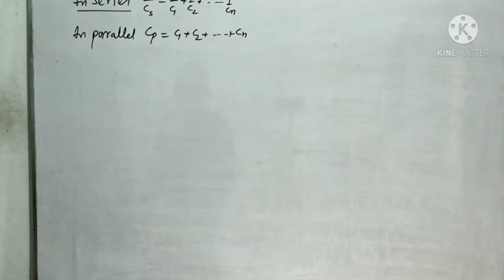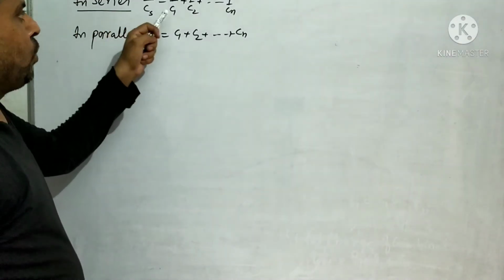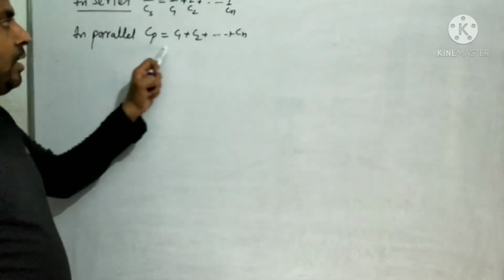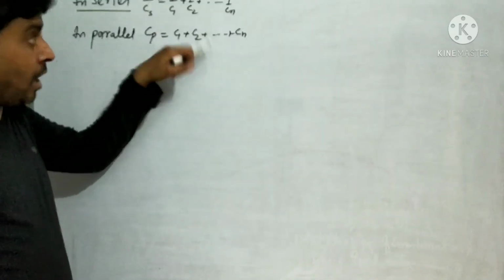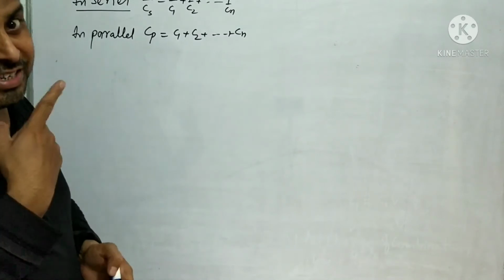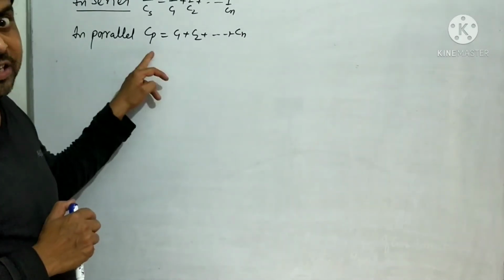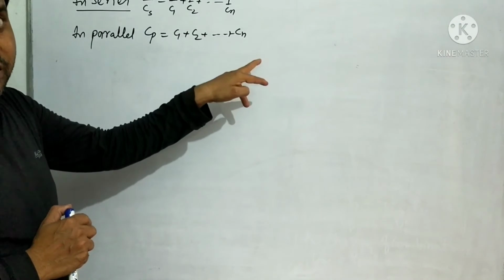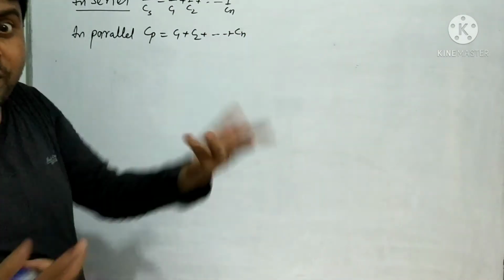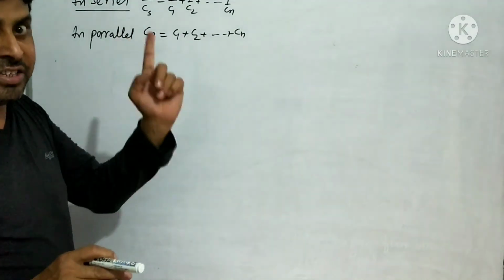Now I have written here that in series, 1 over Cs equals 1 over C1 plus 1 over C2 plus up to 1 over Cn. For parallel, it is the opposite, just like series and parallel combinations of resistances. In series, Rs equals R1 plus R2 plus R3. In parallel, 1 upon R equals 1 upon R1 plus 1 upon R2 plus 1 upon R3. The formula is the same but opposite to that of resistance.